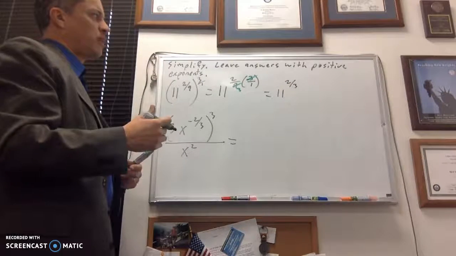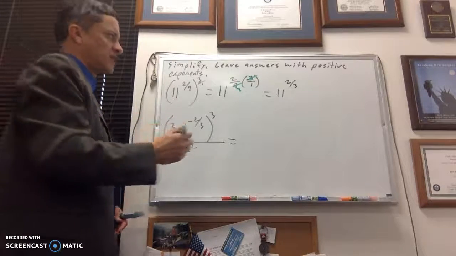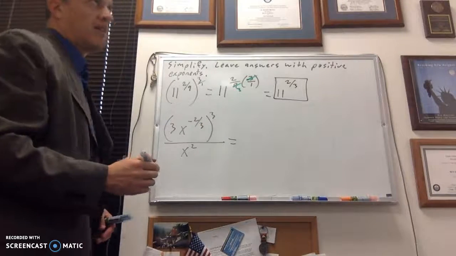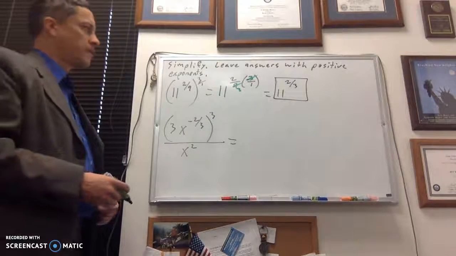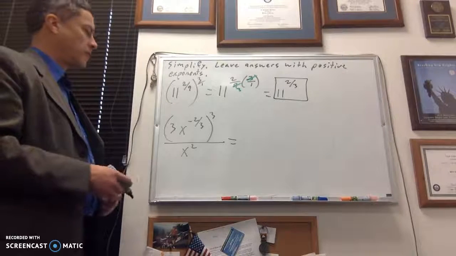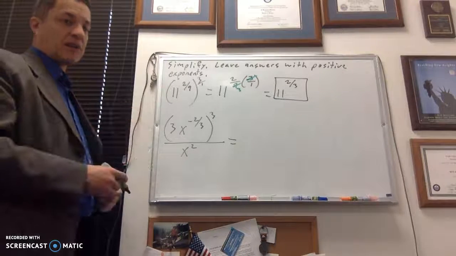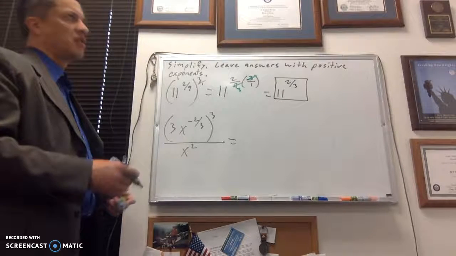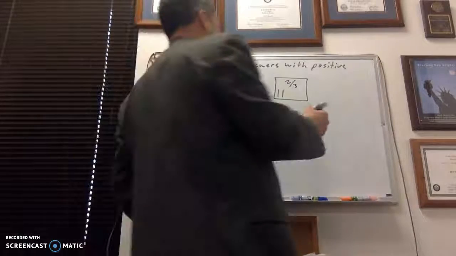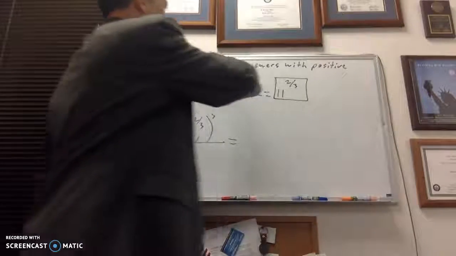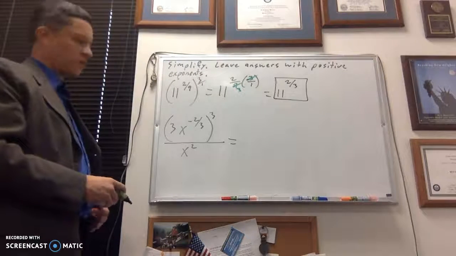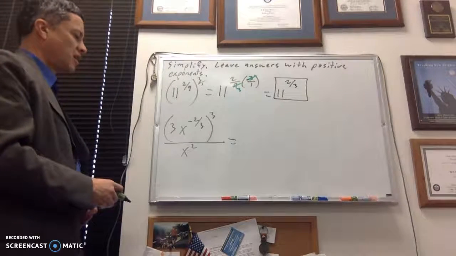Which actually at this point I would probably just leave as its answer, because you can't really take the cube root of 11 and come out with a perfect cube root, because 11 is not a perfect cube. So that one's done at that point. If you wanted to write it with a radical, well, you want to leave answers with positive exponents, so I'm just going to leave it as a rational exponent. Let me move to the next one.